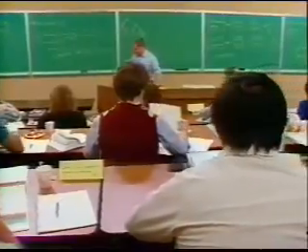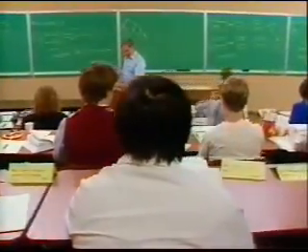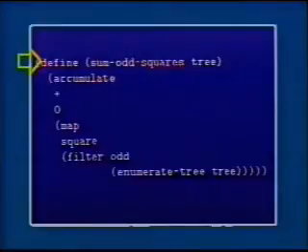Here's our original procedure for summing the odd squares in a tree. And you'll notice it looks exactly now like the block diagram, like the signal processing block diagram. So to sum the odd squares in a tree, we enumerate the leaves of the tree, we filter that for oddness, we map that for squareness, and we accumulate the result of that using addition starting from 0. So we can see the pieces that we wanted.